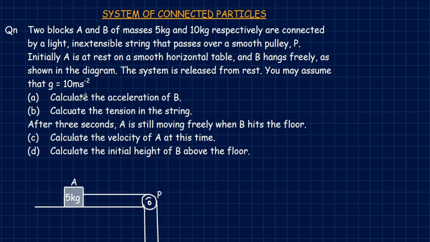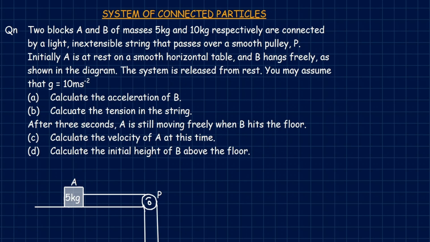Part A, calculate the acceleration of B. Part B, calculate the tension in the string. After 3 seconds, A is still moving freely when B hits the floor. Part C, calculate the velocity of A at this time. And lastly, calculate the initial height of B above the floor.